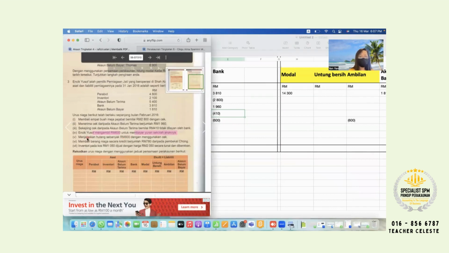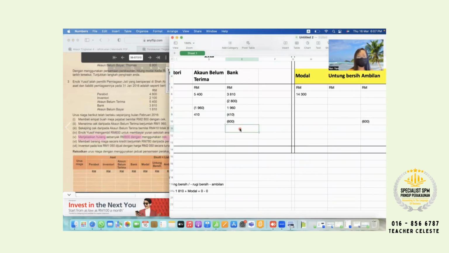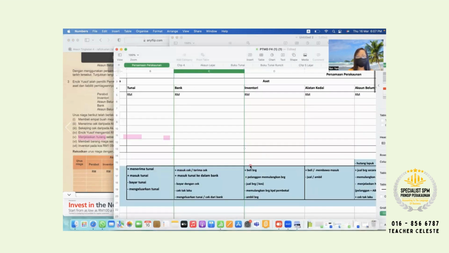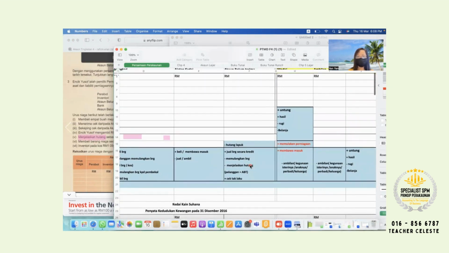Okay, next continue. Menjelaskan hutang sebanyak 800 dengan menggunakan check. So, menjelaskan hutang dengan menggunakan check. Okay, so again, check is regarding bank. Can? Okay, so check is regarding the bank here. So bank, where is bank?